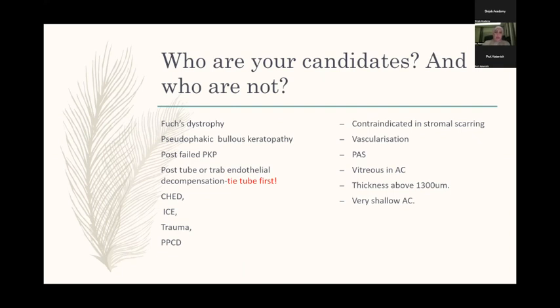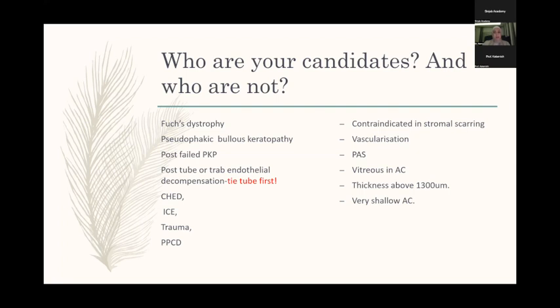So who are your candidates and who are not? Actually, any patient who has a bullous keratopathy due to Fuchs dystrophy, pseudophakic bullous keratopathy, a post-failed penetrating keratoplasty, a post-tube or trab endothelial decompensation, congenital hereditary endothelial dystrophy, CHED, ICE syndrome, post-trauma, and posterior polymorphous corneal dystrophy, all causes of diseased endothelium can undergo DSAEK or ultra-thin DSAEK.